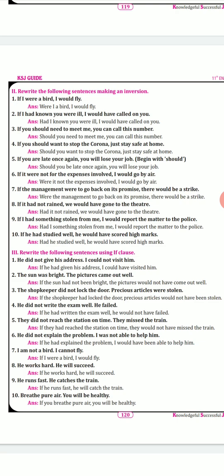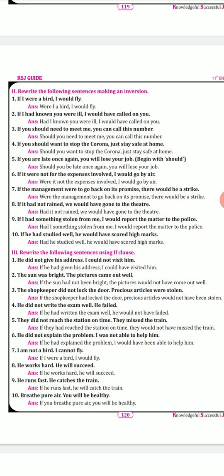And then the seventh sentence, if the management were to go back on its promise there would be a strike. So you have to remove if, and then we have to change the position of the verb were before the subject. So, were the management to go back on its promise there would be a strike.